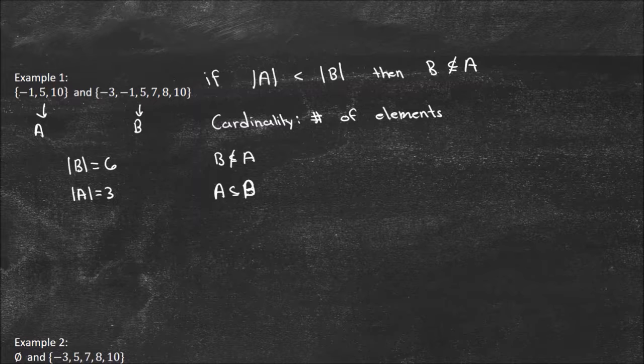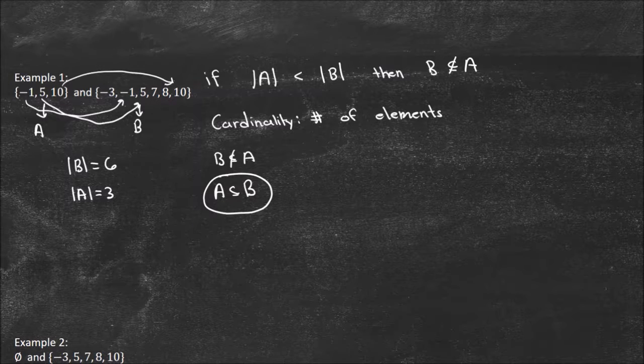And this one is not as easy. You can't just say, well, the cardinality of A is less than B, so it must be a subset. That's not how it works, because remember, all the elements have to be included. So what we want to do is map it. Is -1 inside of B? Yes, it is. Is 5 inside of B? Yes, it is. And is 10 inside of B? Yes, it is. So all the elements in A are inside of B. So A is a subset of B. And A would also be a proper subset of B, because they are not equivalent.